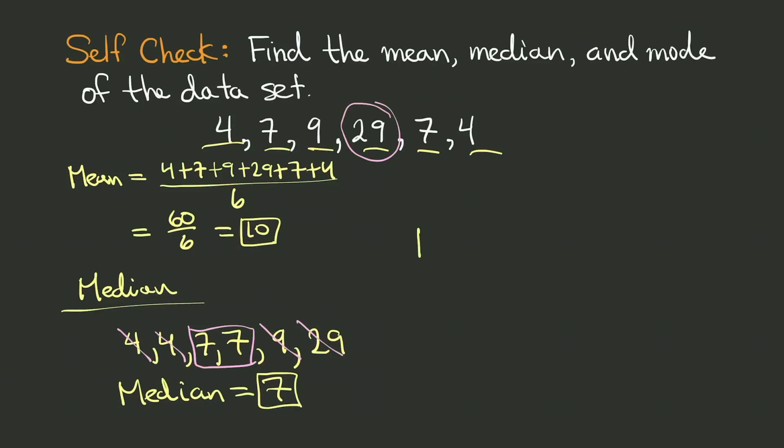Finally, the mode is going to be whichever value shows up the most number of times. Well, here 4 and 7 both show up twice, and they're tying for the most. And so the mode is going to be 4 and 7.